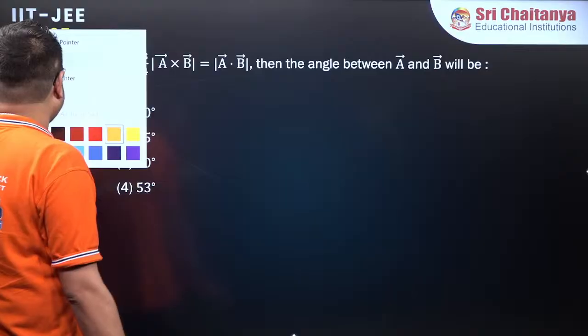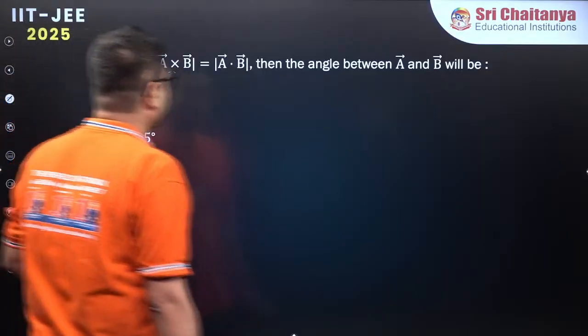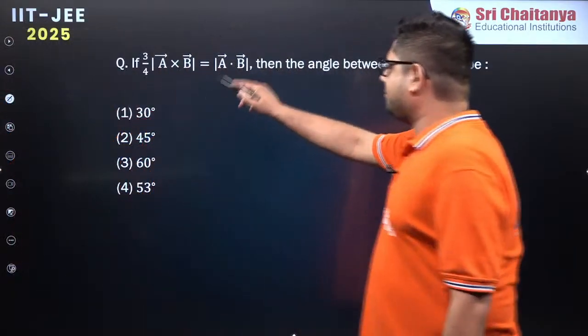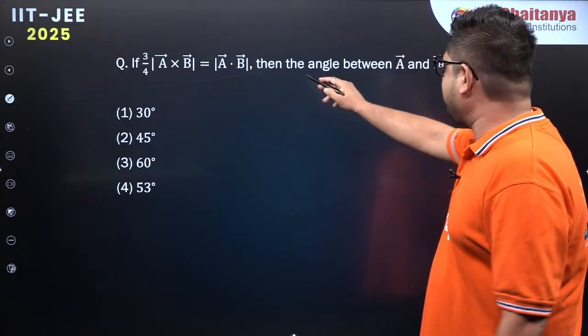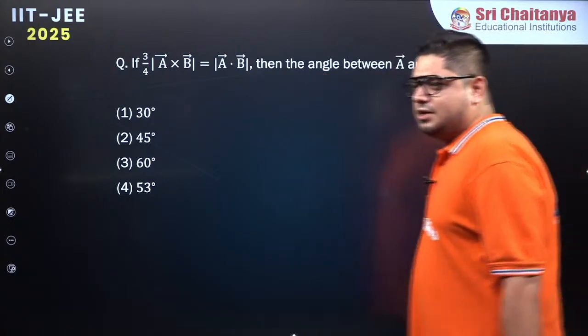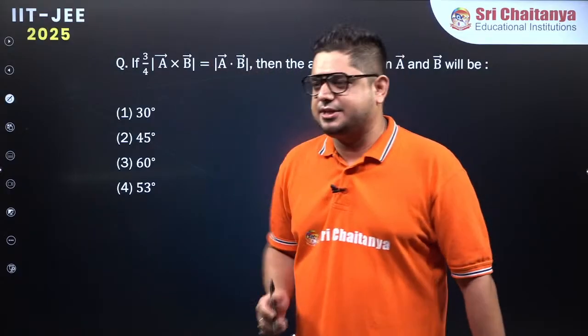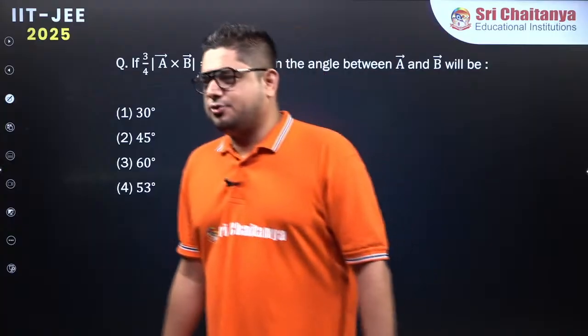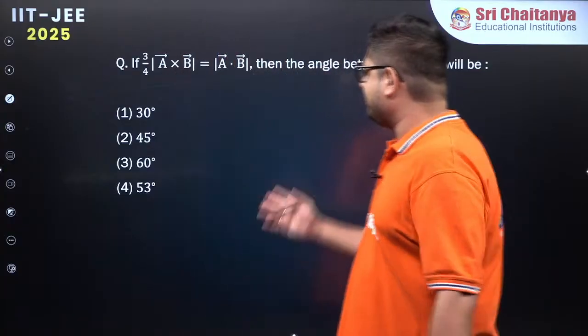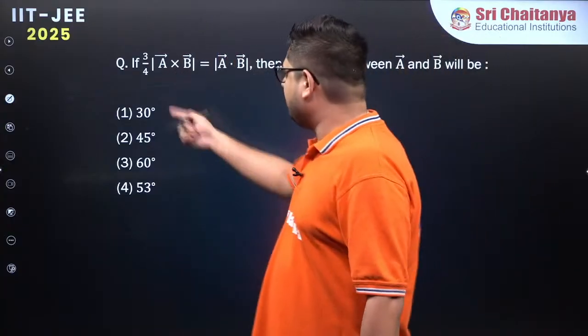This is your previous year question, the one which you are having over here. If 3/4 mod of A cross B is equal to A dot B, then the angle between A and B will be. So are you able to see, everyone? If yes, I need an answer to this question. What do you think is going to be the answer to this question? So what they are trying to say is, you need to find out the angle between them.